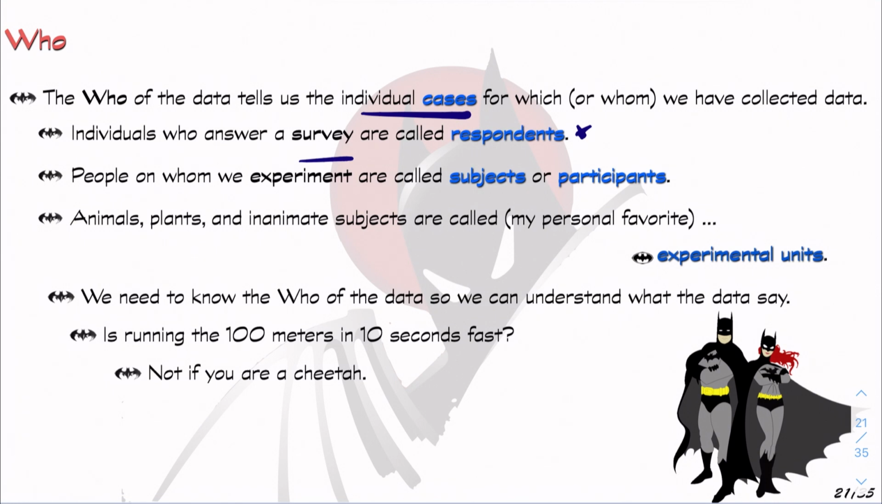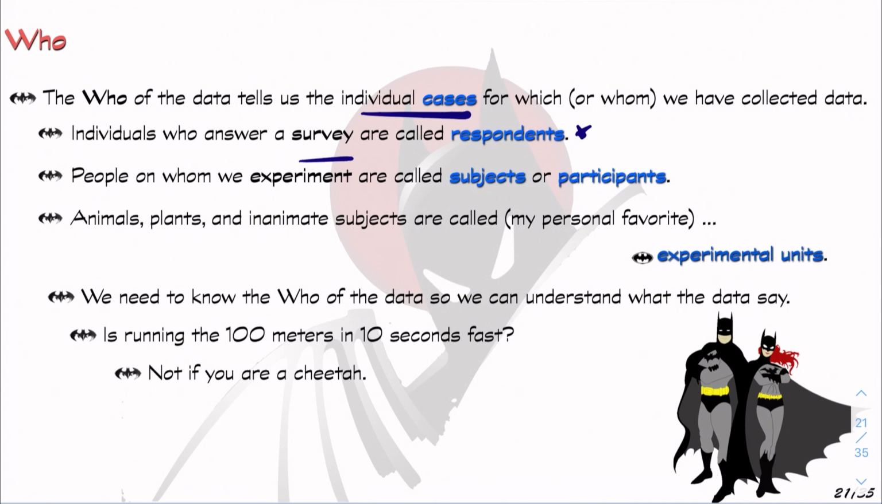Now, if I ask you the simple fact, is running 100 meters in 10 seconds fast? You might think, well, yeah, I mean, most of the Olympic speedrunners run at 10 seconds or under. If you're Usain Bolt, his world record is at 9.57 seconds. That's really fast.